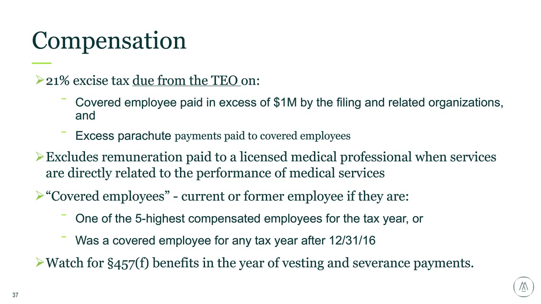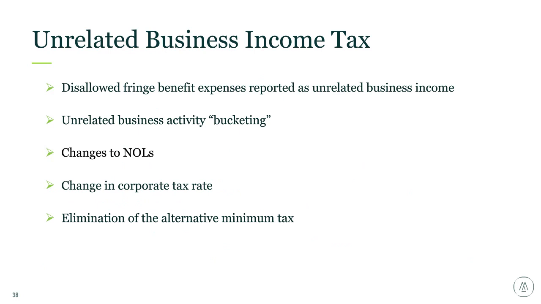So the big changes here are going to be just more exposure to unrelated business income tax is going to be expected. And that's going to come through in a couple different areas. I touched on the disallowed fringe benefit expenses, transportation and so forth. That's considered unrelated business income now. There's a concept now called unrelated business activity bucketing, and I'll touch on that in the next slide. We talked a little bit about the changes to NOLs and how that's going to impact the bucketing of activities. Certainly the change in rate is favorable, coming down from 35% to 21% on unrelated business income. And also what's favorable is the elimination of the AMT tax on the corporation side.